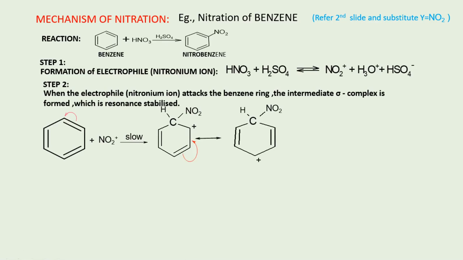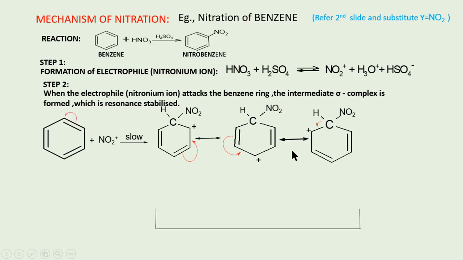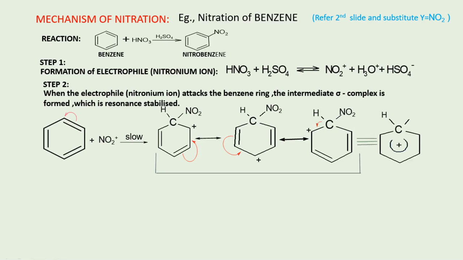So when this pi bond is shifted, the positive charge present on this carbon will now come on this carbon, and when we shift this also, we get this particular structure in which the positive charge is present on this carbon. These three together are equivalent to this sigma complex. So this is the sigma complex, where the positive charge is put at the center and the pi electrons are expressed like this.